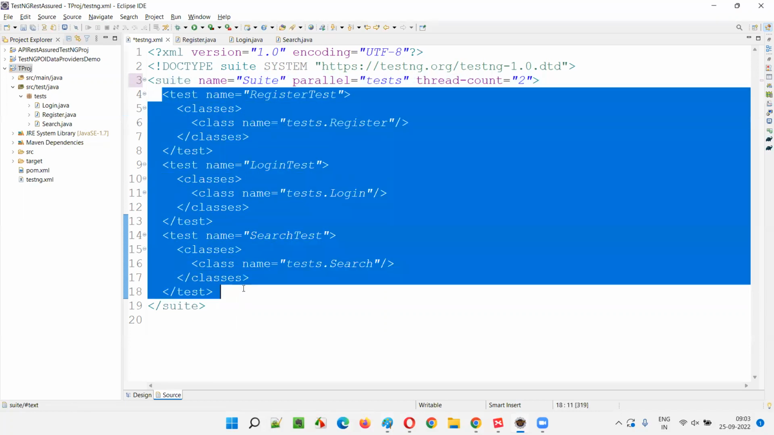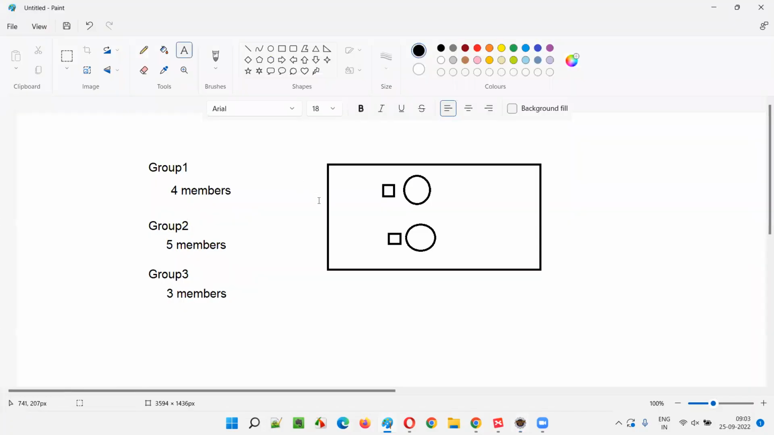The order in which these three groups have come to the hotel is first group 1, then group 2, then group 3. And here, two slots are there. Two people can sit and eat. So since there are only two tables, one member from group 1 will occupy this chair and start eating. The remaining three people will wait for this person to complete.